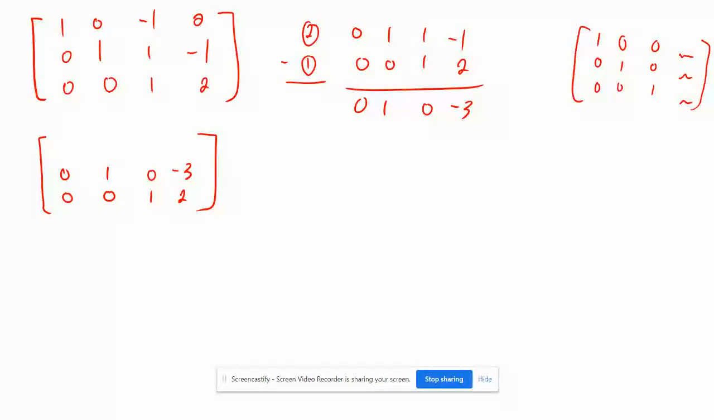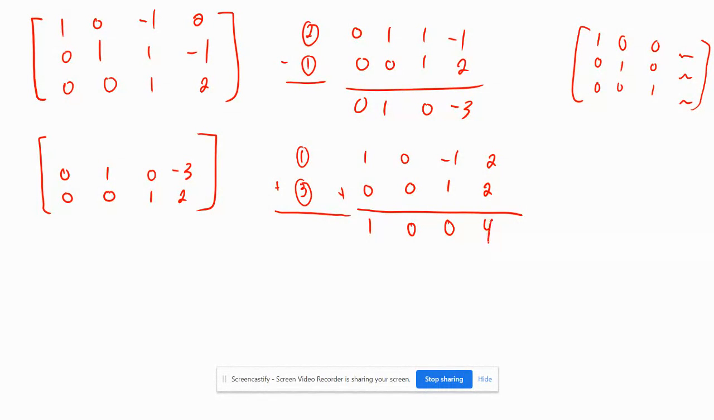Okay, and now I want to use this one to get rid of this negative 1 over here. So I'm just going to go equation number 1 plus equation number 3, which is 1, 0, negative 1, 2. 0, 0, 1, 2. There we go. We want to add these guys together. 1 plus 0 is 1. 0, 0, 4. And we get an answer like this.